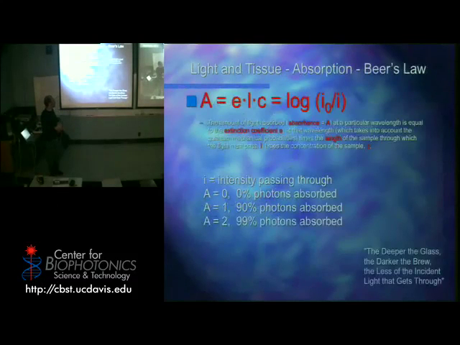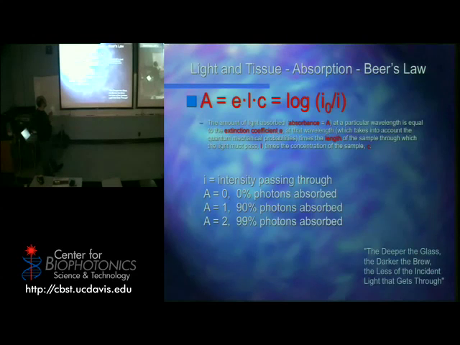And there's an equation that's been made. It's called Beer's law. Some people remember it by: the deeper the glass, the darker the brew, the less of the incident light that gets through. There's all kinds of little monikers like this to help you remember. But the basic idea is that this quantity, absorption, is specific to a particular wavelength, and it's dependent on some kind of coefficient, called an extinction coefficient, that is specific to that molecule at that wavelength, times the length that the light has to travel through, times the concentration of that species.